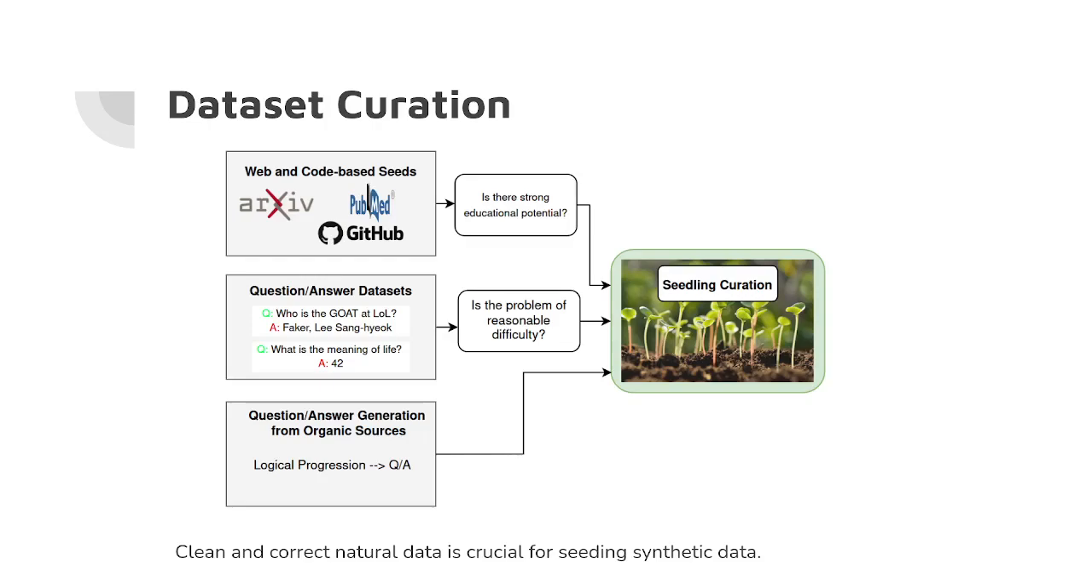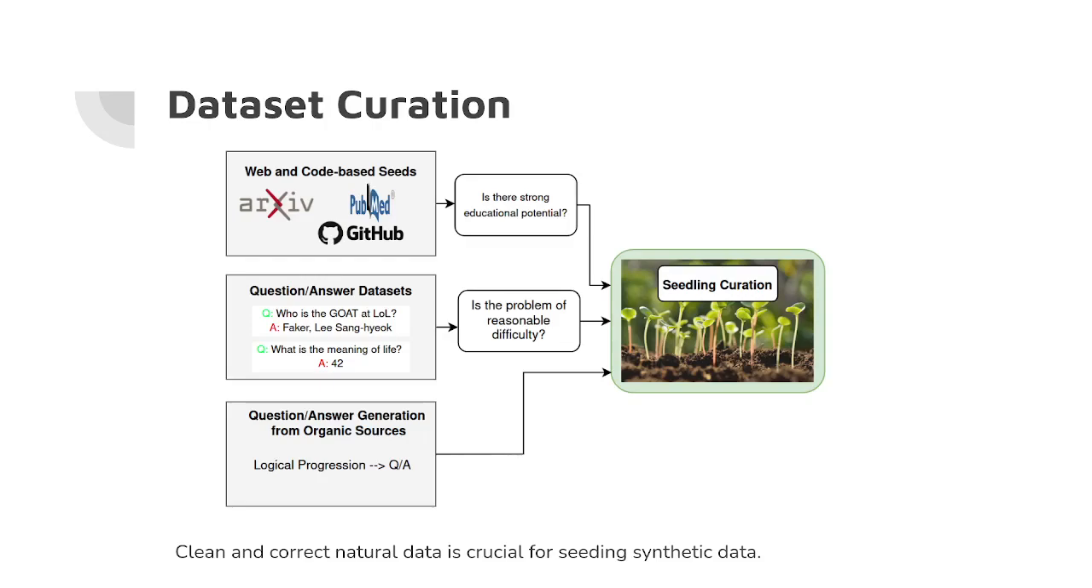Secondly, Q&A data sets. This is just question answer. So they filter out questions that are way too easy or way too hard. So for example, this might not be a seedling that's good for our model. So that might get thrown away.